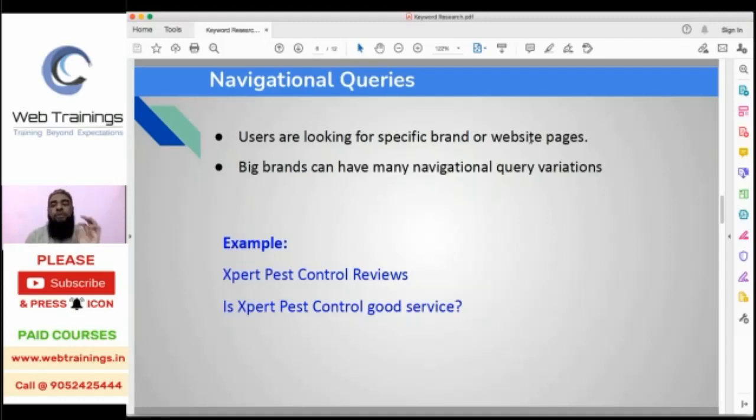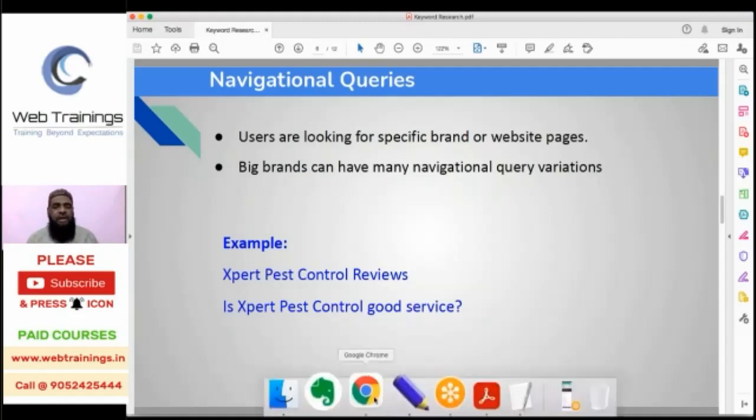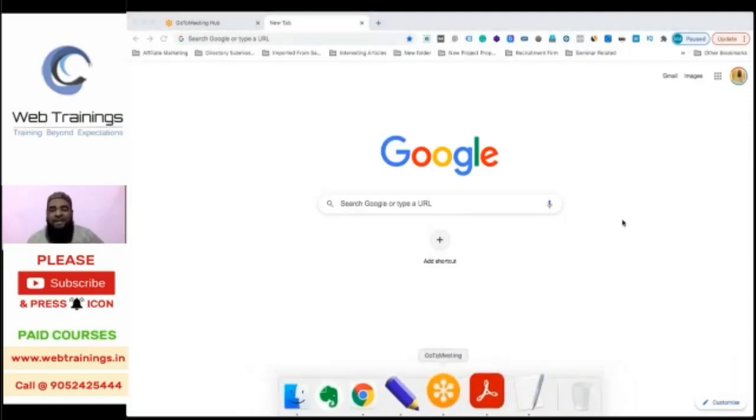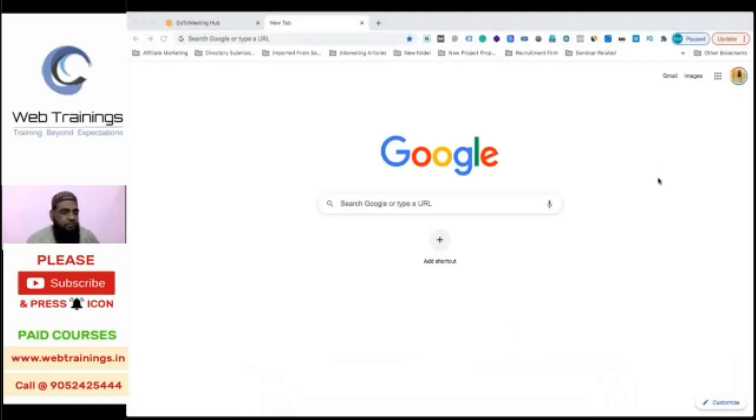Now remember one point: most navigational queries are related to a particular company. That's why we also call these queries branded queries. I'll give you one example of my own approach. You will realize, okay, so I got what you are trying to say here. Now see what I did, I'll tell you a small example.